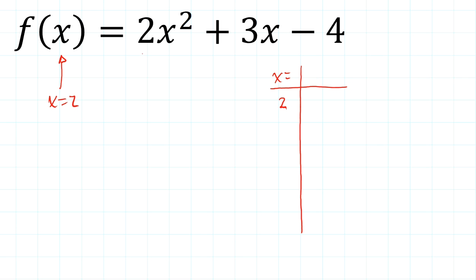And I might even show this right below this, right? It's 2. I'm going to replace the x with a 2. So 2 times 2 squared. Because I'm curious what this function produces, what its output is when x is 2.